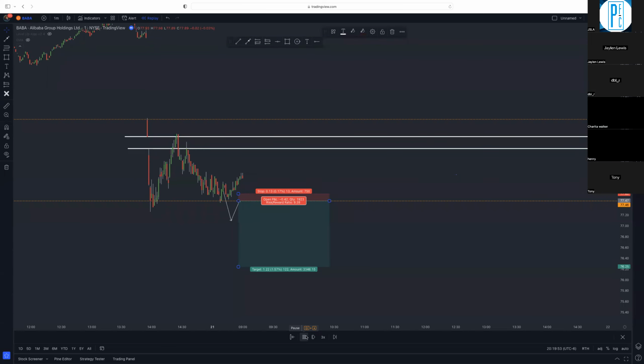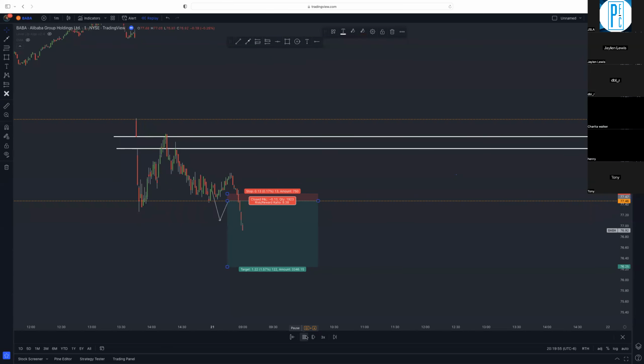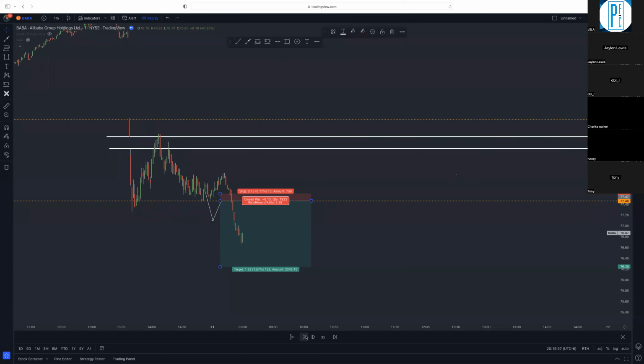So it hasn't broken down yet. It's bouncing off right now. There you go. We don't chase the first move. If you did, you did, but I'm not chasing the first move. If it's meant to be, it'll come back, right?